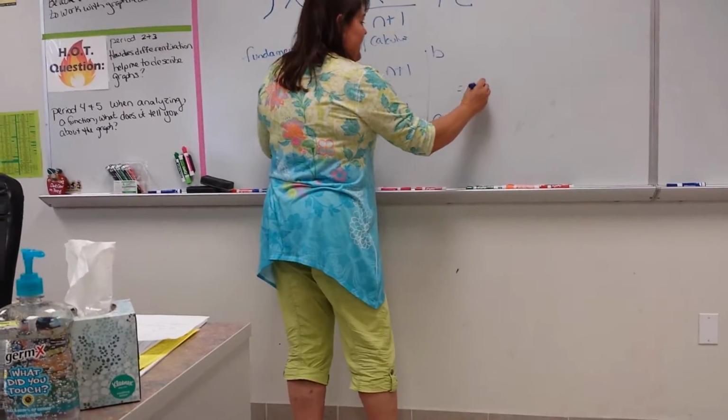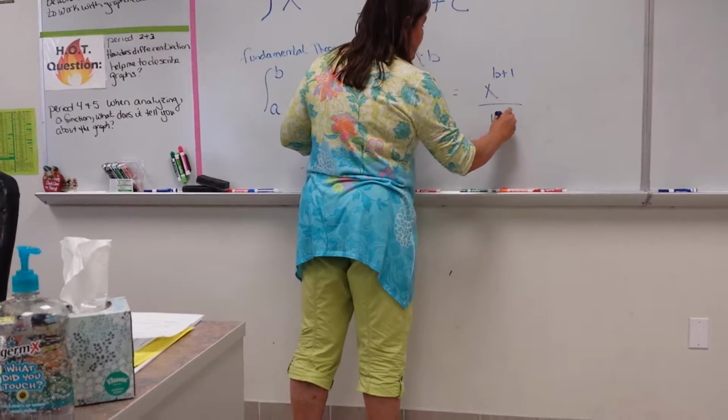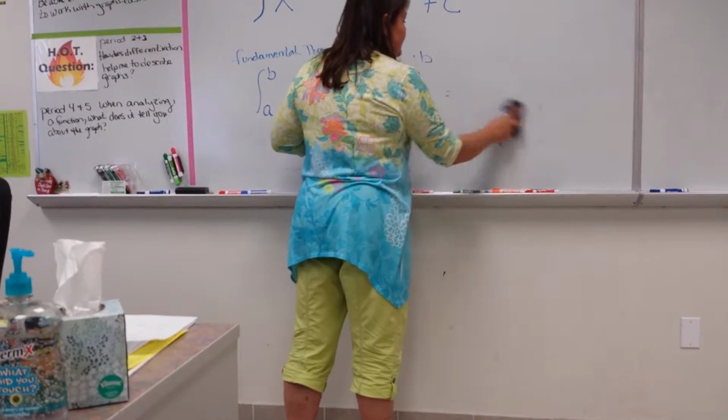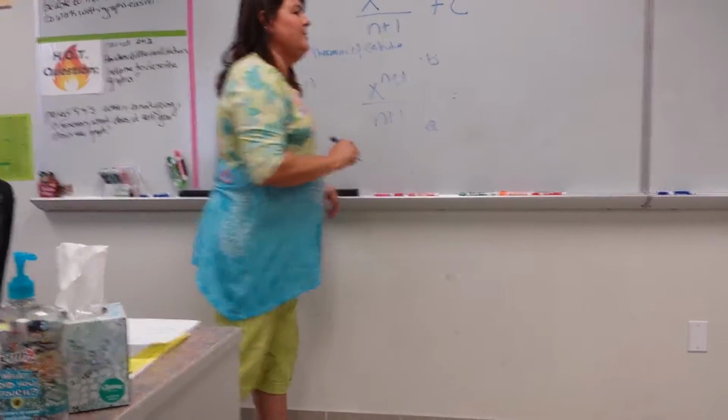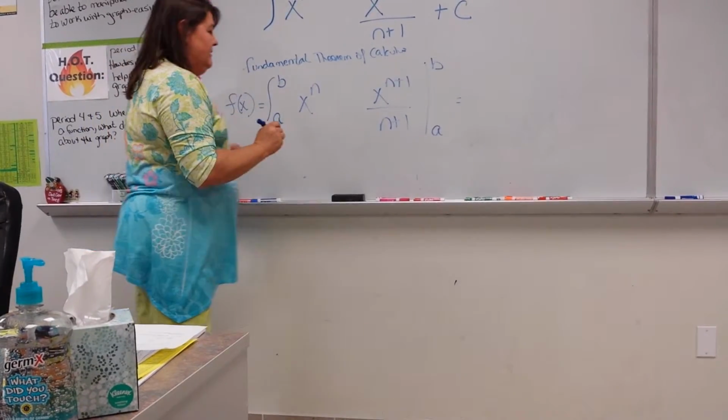So yeah, it would be x to the b plus 1 over b plus 1, right? Wait, what? Oh, we stick it in the n? No, you don't. No, it's the n. Yeah. You stick it in the x. So it would be easier if I did it as an f of x function. Okay.